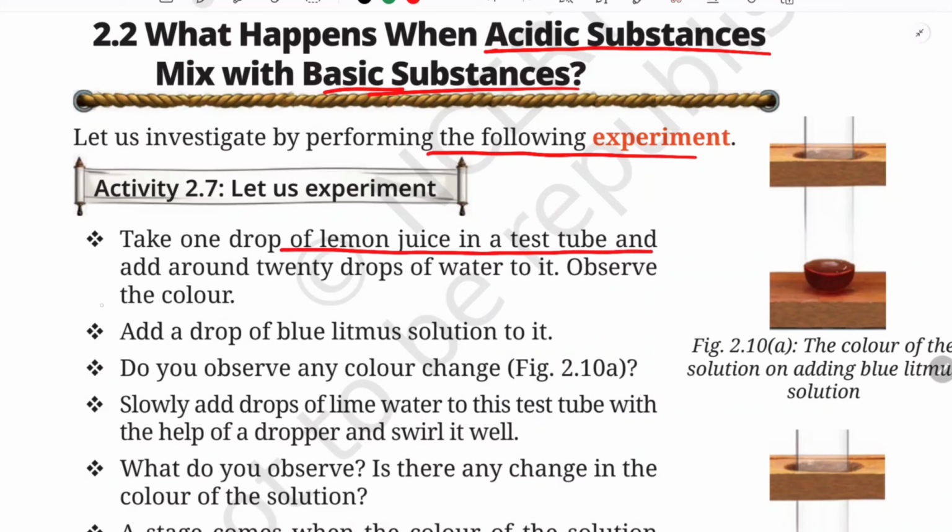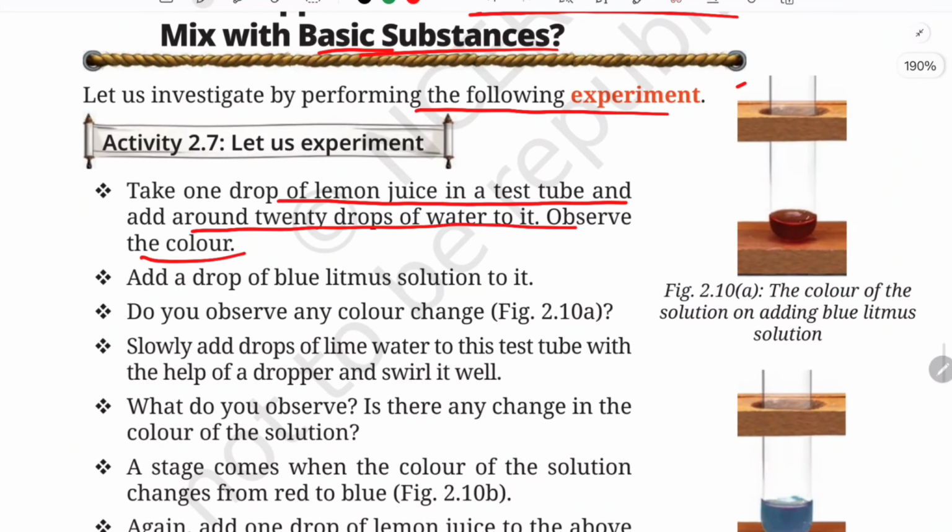Take 1 drop of lemon juice in a test tube and add around 20 drops of water to it. Observe the color here. You take lemon juice just like this in a test tube, and put some water also, some 20 drops of water, and observe the color. And again, in that same solution, add a blue litmus solution to it.